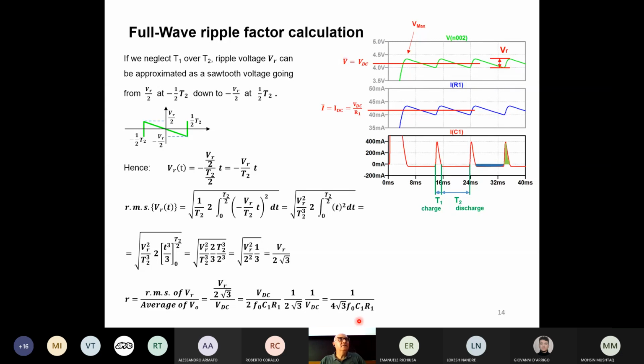Basically, what is a stabilized power supply? It's a feedback system where we compare in real time the output voltage of our power supply with the reference voltage. If the two voltages are the same, no problem. But if there is a difference between the output voltage and the reference voltage, the system will change something in order to keep the output voltage as constant as possible.